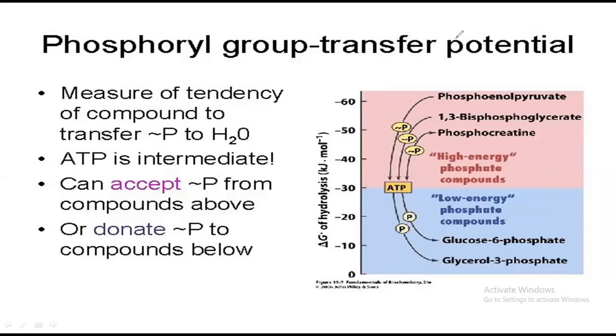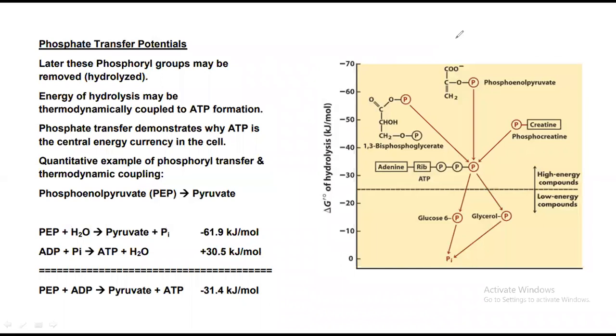Just keep this in your mind. Again, I am showing you another diagram. Here is the ATP, in the intermediate position. It can give its phosphate to glucose 6 and glycerol because these are in a lower energy state. But it cannot give its phosphate to phosphoenol pyruvate and this other compound.